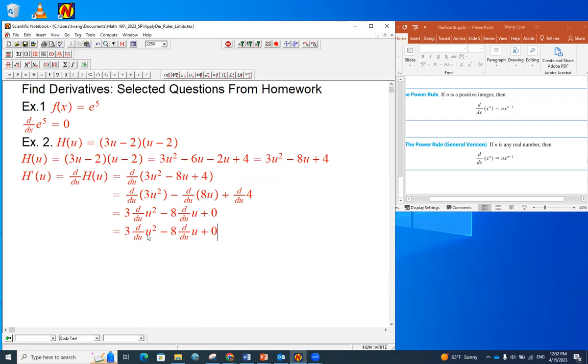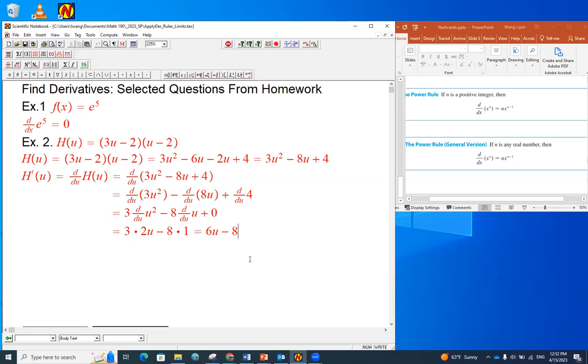So now we differentiate u squared with respect to u. So this is really just 2u, 2 times u. And the derivative of u with respect to u, that's just 1. And 0, we can remove that term. So in the end, we get 6u minus 8. And we're done, okay?